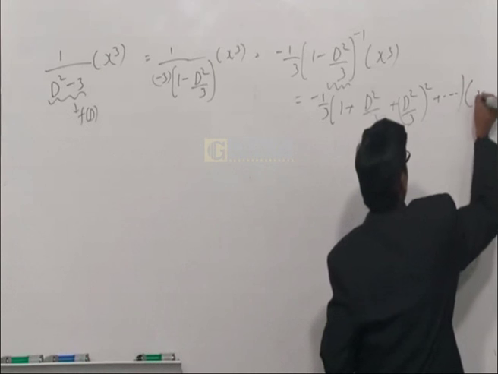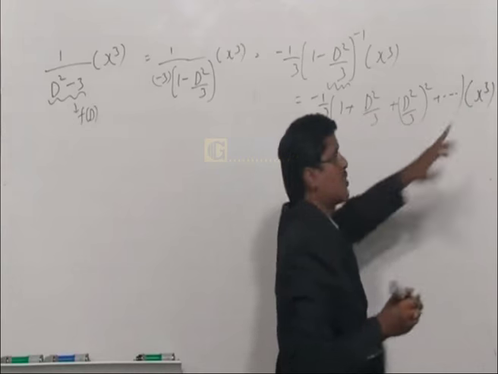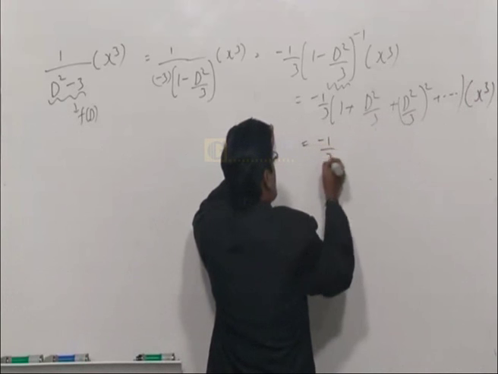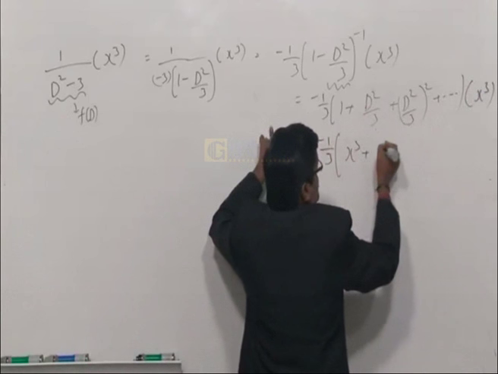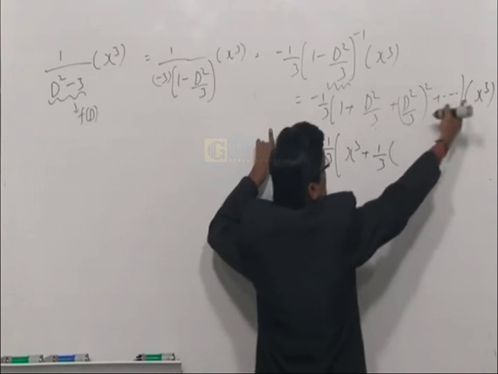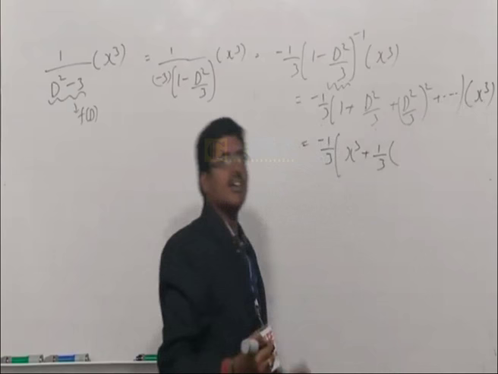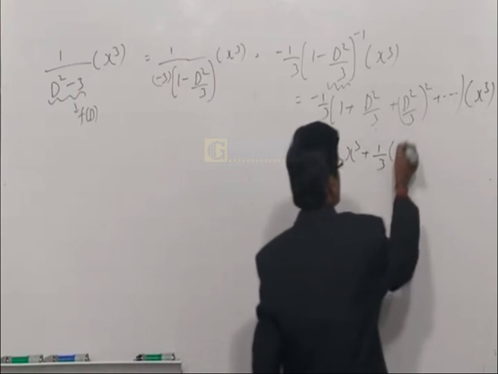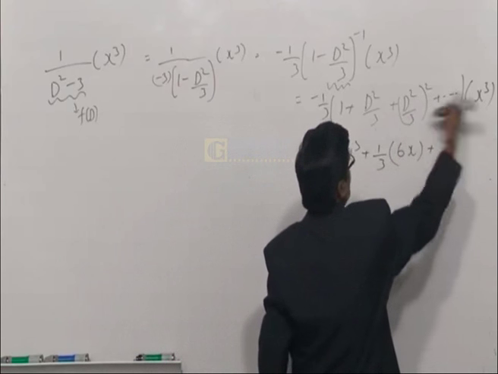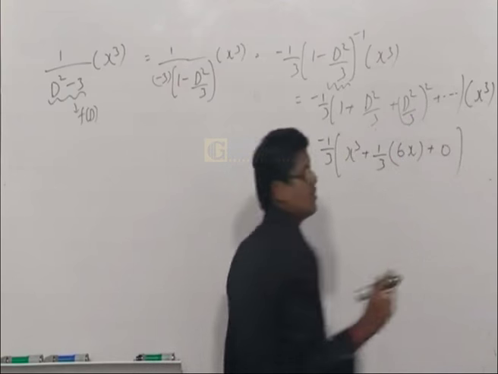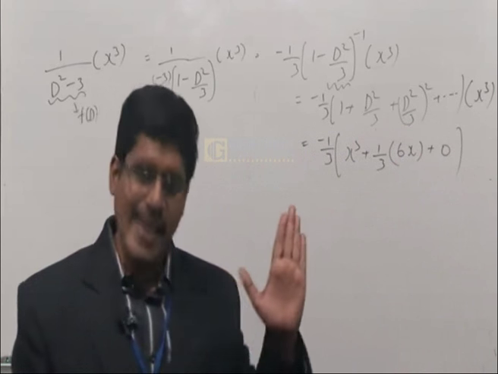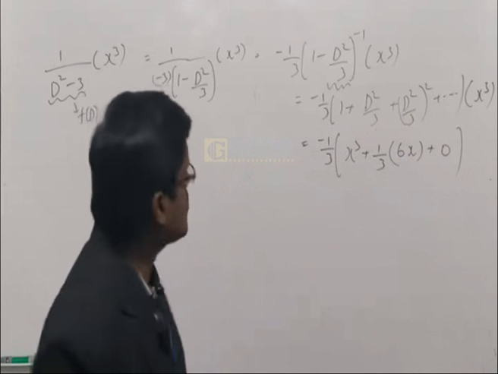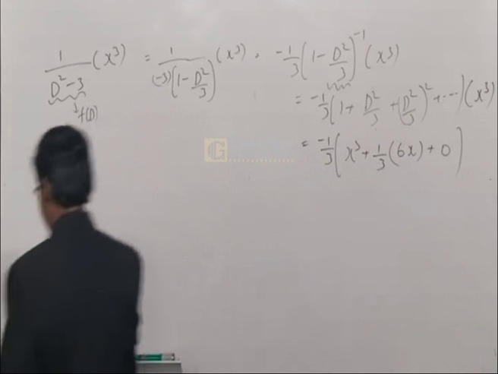Into x cube. Operate each term on x cube. So operating means just multiplying. 1 into x cube plus the second derivative of x cube. Before that, 1 by 3 there. The first derivative of x cube is 3x square and then the next derivative is 6x. The d power 4 derivative of x cube, after that no use, each becomes 0. That's why I gave neglecting d power m plus 1, d power m plus 2, etc.